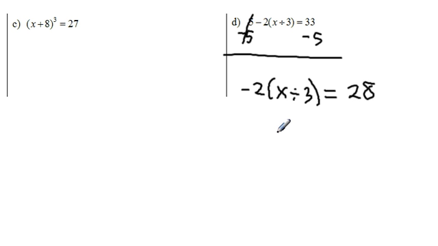Next thing, what's the next layer to undo? Well, you can't touch the 3 until you undo the outside negative 2. How's negative 2 attached to all this stuff? It's being multiplied right here.